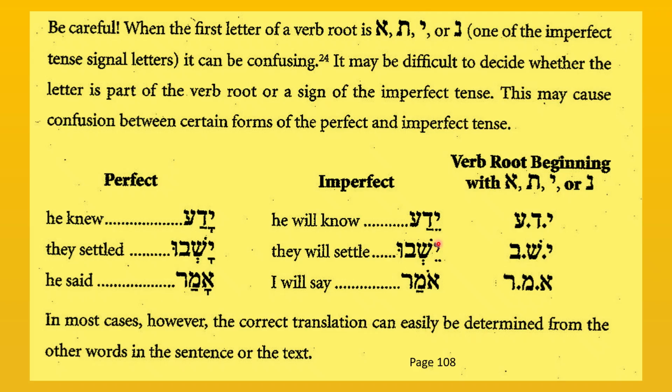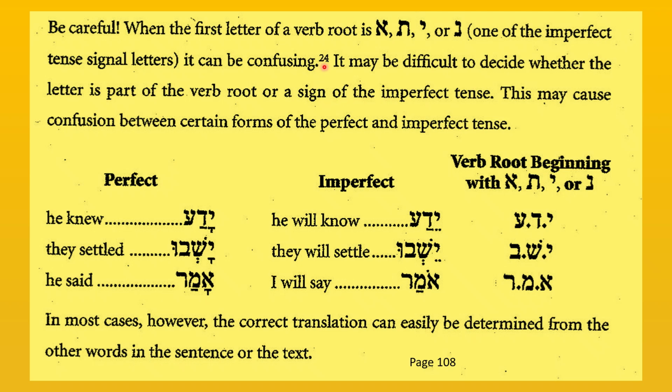Okay? And also, same rule here as I told you for the aleph. Your first letter, if this were yada, this would be he knew. But there's no kamatz here. So it's yeda, he will know. That's your clue. There's no kamatz here. In the past tense, there is a kamatz. So yada, yashvu, amar, all past tense, but yeda would be he will know. Yeshvu, they will settle, yud vav. Omar, I will say. There's no kamatz. If there's no kamatz under the first letter, don't confuse it with a perfect tense. It will only be a perfect tense if you see the kamatz under the first letter. And so that's your huge clue about that.